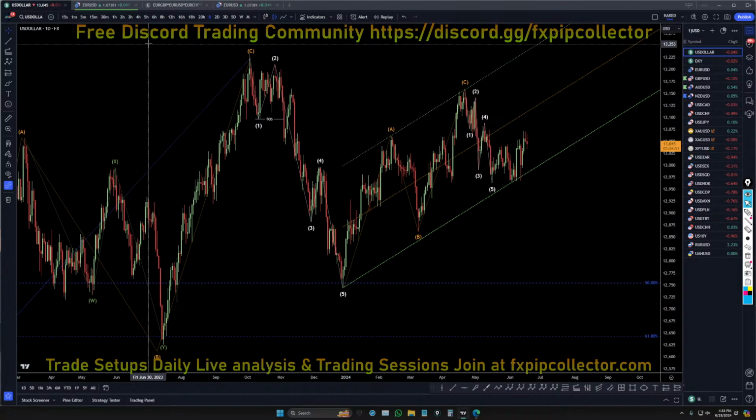So let's start off with the US dollar analysis. For me, the US dollar analysis is definitely one of the most important analyses that I can do when it comes to the dollar pairs. If I know or at least have a good idea of what the US dollar is doing, then I can also have a really good idea of what all the US dollar pairs are going to do.